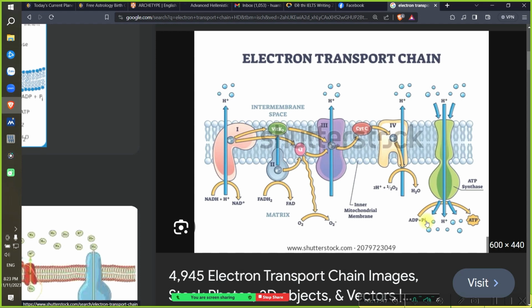They just wait until they can be converted to ATP, you know. So when the H plus enters the cell through the ATP synthase, it drives the production of ATP.